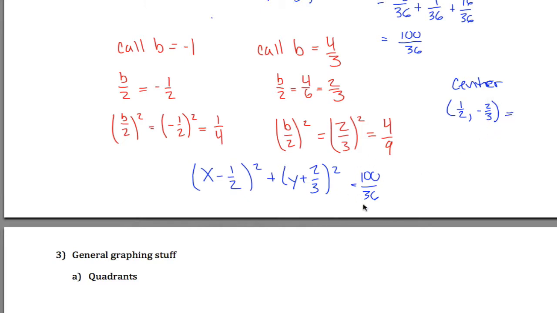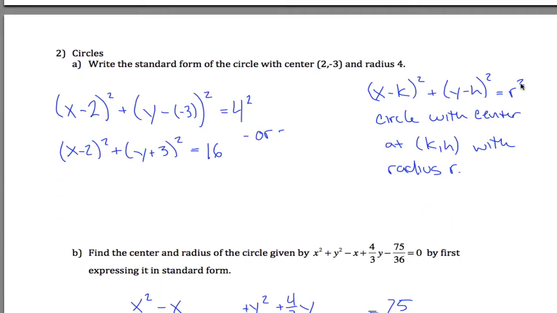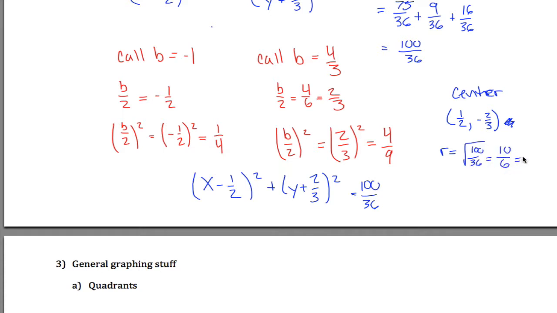Radius, common mistake to call it 100/36. 100/36 is not the radius. 100/36 is the square of the radius. The radius is equal to the thing that you square to get 100 over 36. In other words, the square root of 100 over 36. Turns out that's 10/6, or if you want to reduce it, it's 5/3.